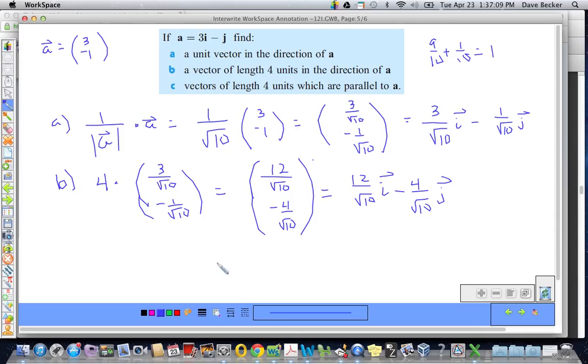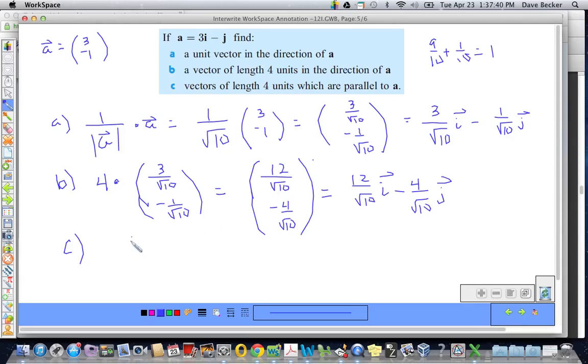Okay. And then let's see, vectors of length 4 units which are parallel to a. Now let's go back. Why is this of length 4? Well, it's of length 4 because this is a unit vector. The unit vector is length 1, so if I multiply it by 4, then it's going to be of length 4. So a vector of length 4 units which is parallel to a.